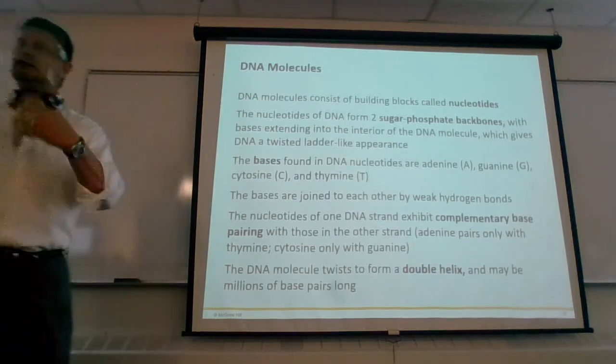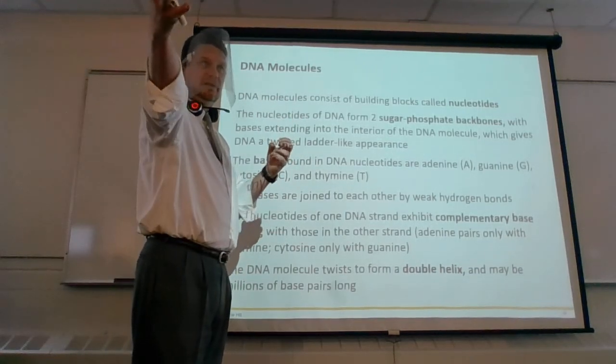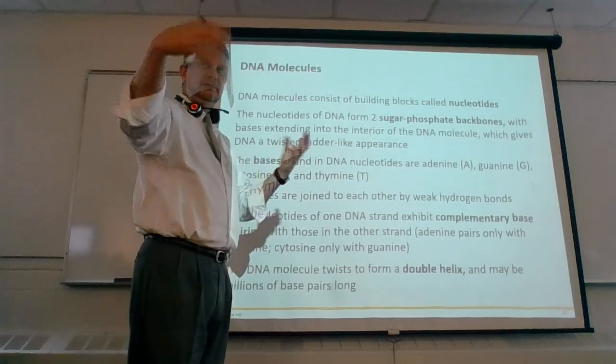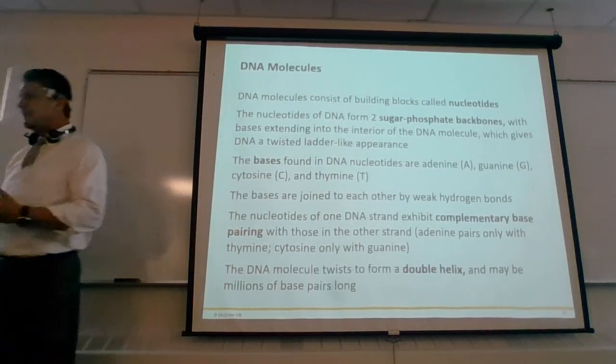And it doesn't matter which side it's on. If I've got an A on this leg, there's a T on the other side. If I have a T on this leg, there's an A on the other side. On DNA, that's the way it works. And they're called complementary base pairs.